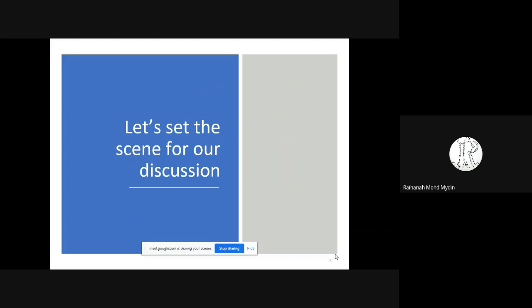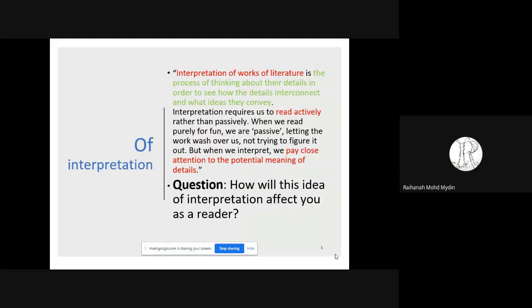So, as always, when we're looking at anything new, it's good to set the scene of our discussion. What's the context of our discussion? One of the key contexts of our discussion is when we look at a literary work, how do we conduct the critical discussion and interpretation of a literary work? So have a look at this quotation. And I want you to think about this question.